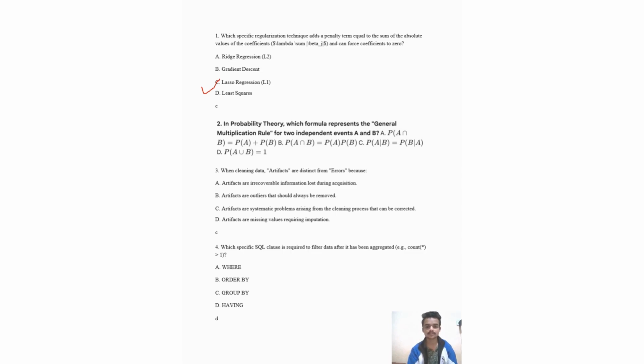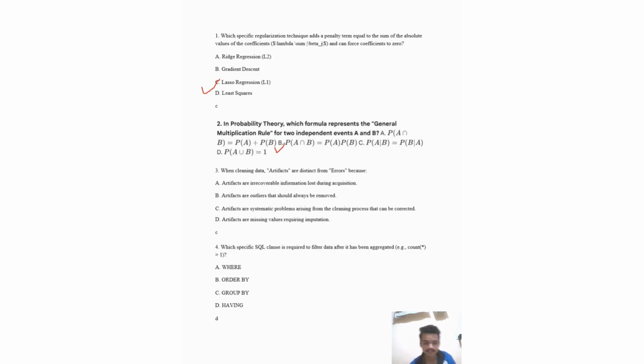In probability theory, which formula represents the general multiplication rule for two independent events A and B? P of A intersection B is equal to P of A plus P of B; P of A intersection B is equal to P of A or P of B; C, P of A given B is equal to P of B given A, or P of A union B is equal to 1. So what will be the answer? The answer will be option B, which is P of A intersection B is equal to P of A times P of B.